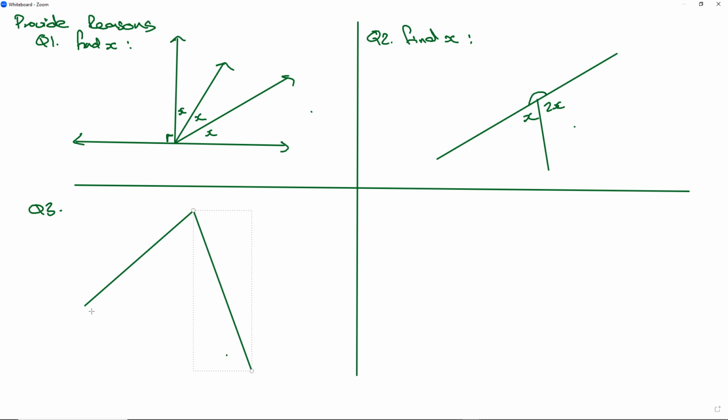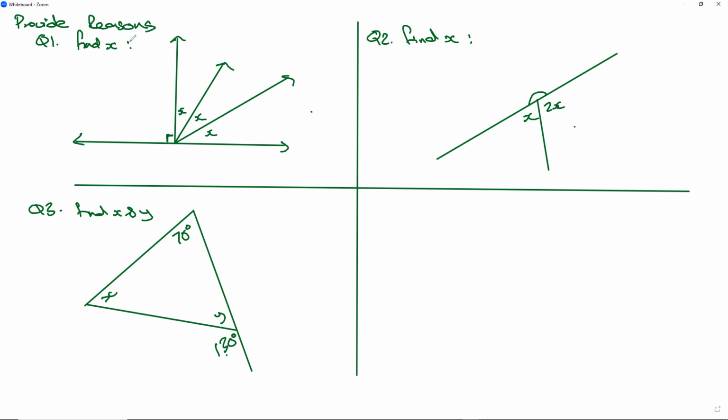Some kind of triangle. And I've got x over here, 70 degrees over here, and 130 degrees over here, and y. In this one, I want to find x and y.